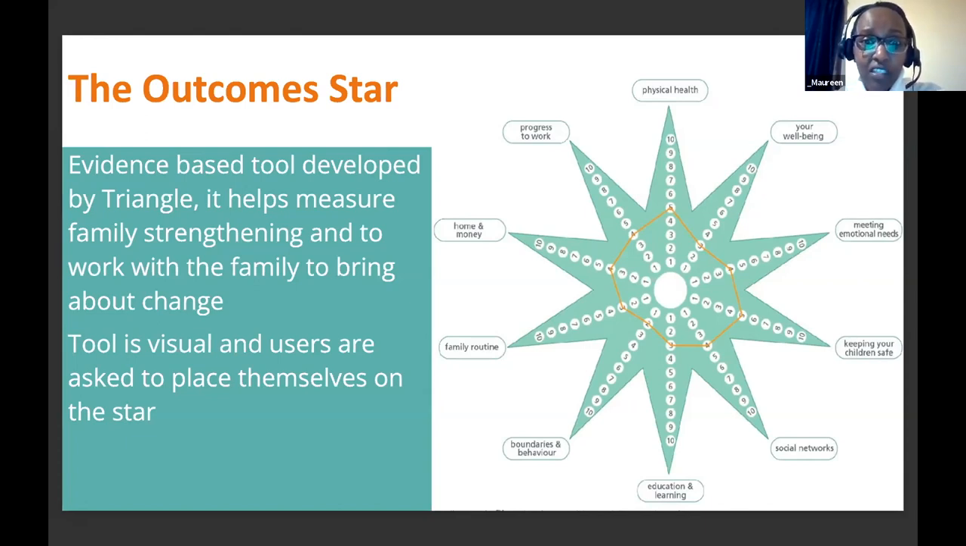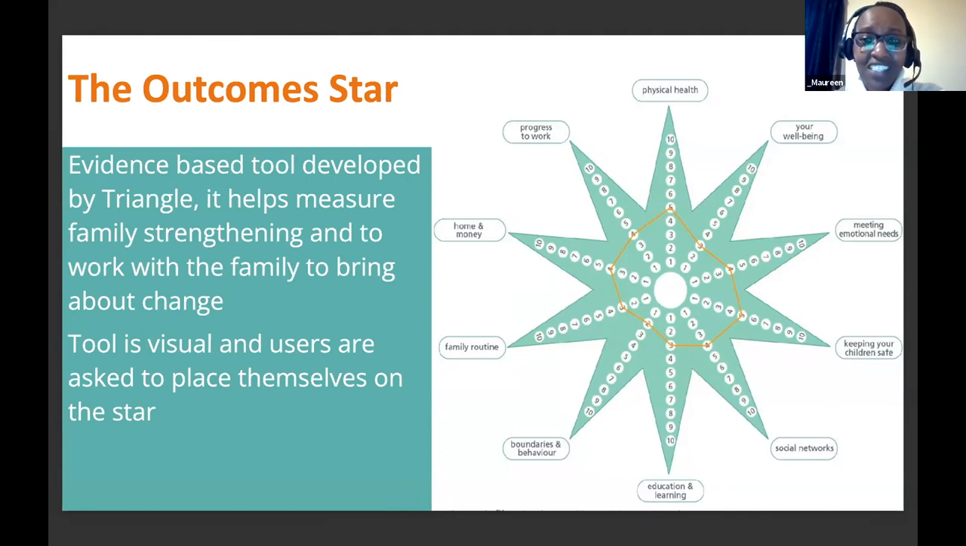So you can see some of them. We have home and money, family routine, boundaries and behavior. Education is a big one, social networks, physical health, progress to work. And they place themselves: how are you faring? So we do this at the beginning when they're being enrolled. So that will be the baseline.